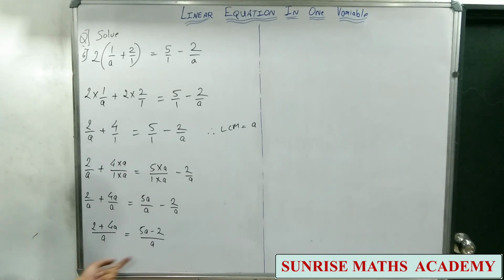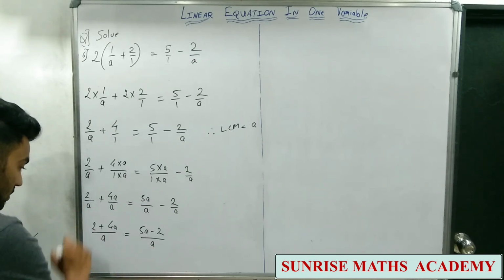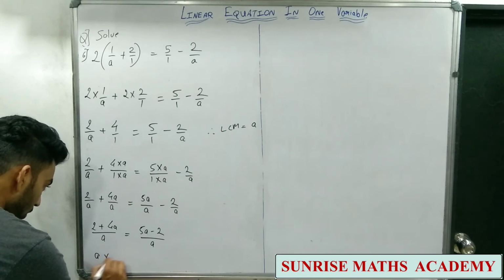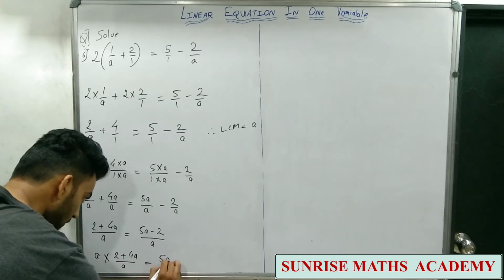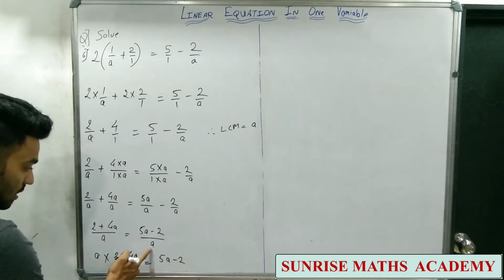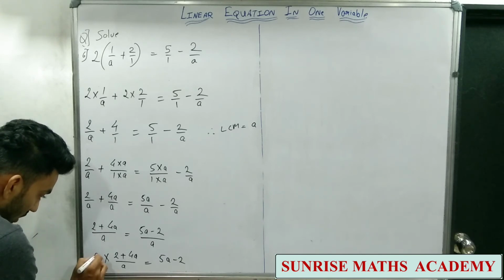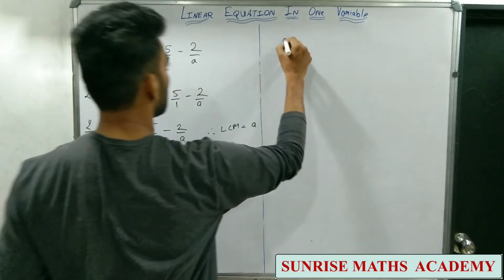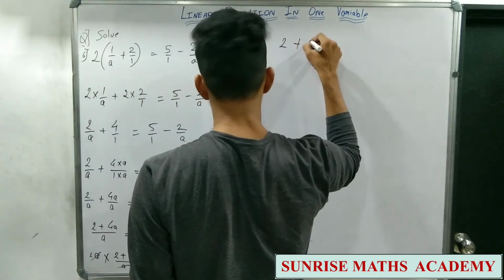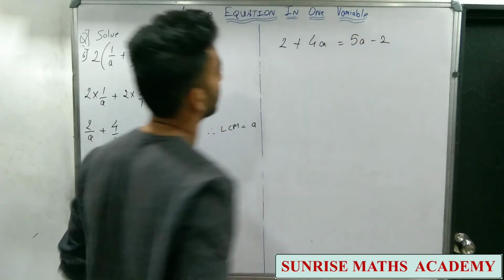Now when variables are there in the denominator, we do the cross multiplication. Here we'll only bring this denominator, this a, to this side. So it will be a into 2 plus 4a upon a equals to 5a minus 2. Now why have I brought only this denominator here? Because it is multiplied and this multiplication division, a divided by a will be cancelled. So it will be 1. So we get a simple equation, 2 plus 4a equals to 5a minus 2.